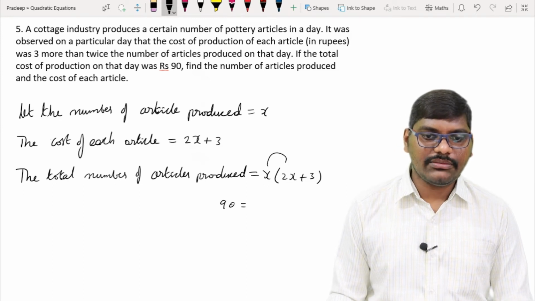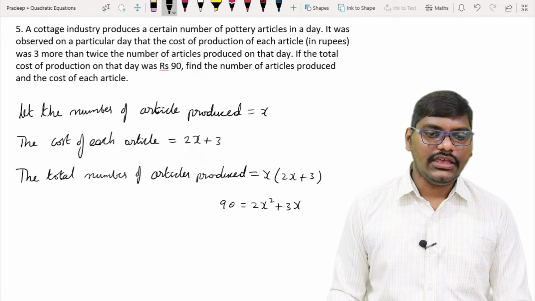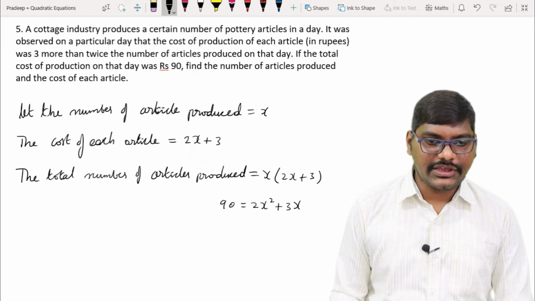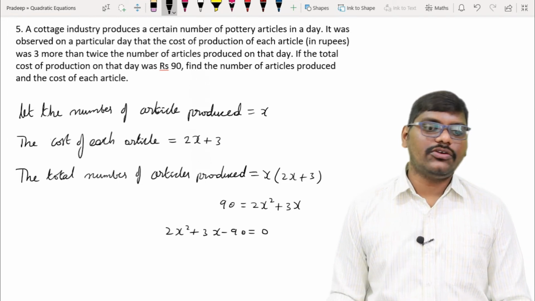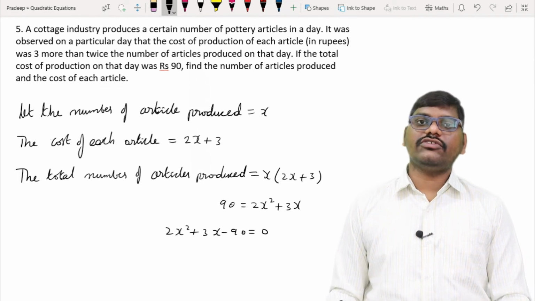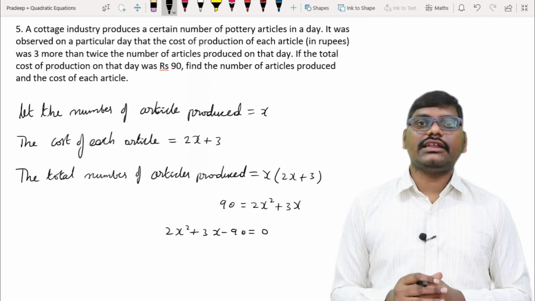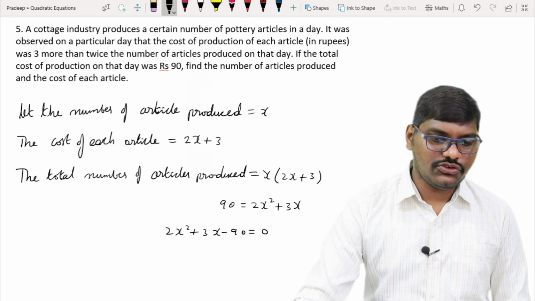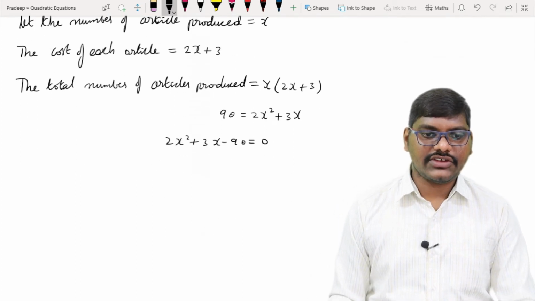Once we multiply this, x into 2x gives 2x square, and x into 3 gives 3x. If I send this 90 to the other side, I'll get 2x square plus 3x minus 90 equal to 0. So this is the quadratic equation which we got. Once we solve this, we'll get the roots of the quadratic equation. So let's try to do this.